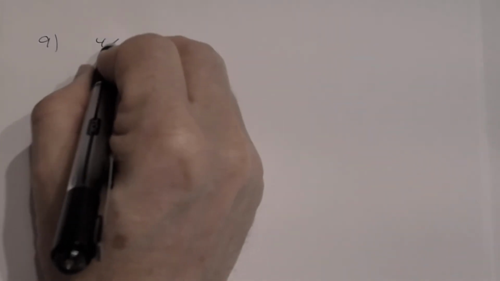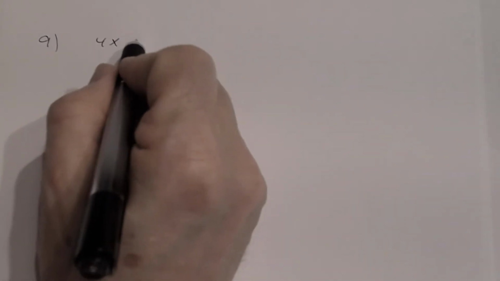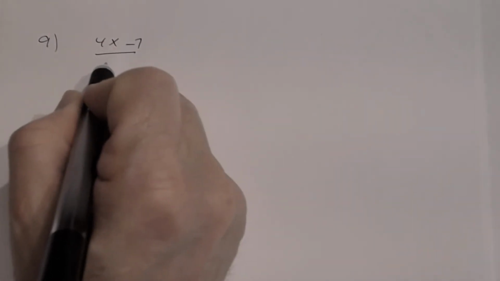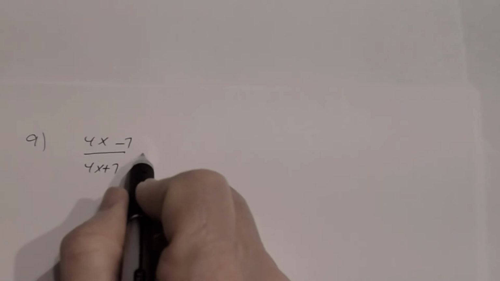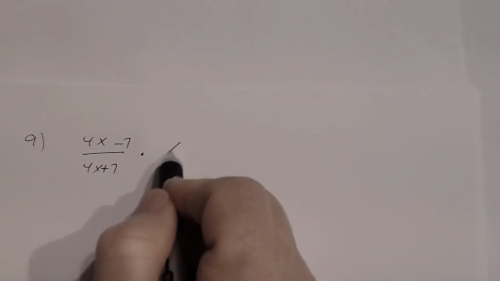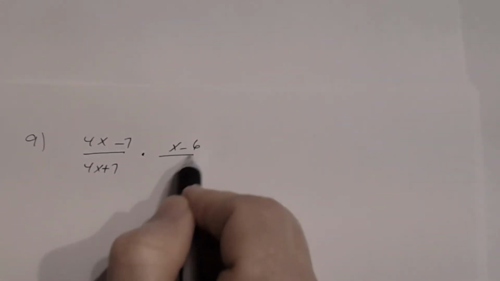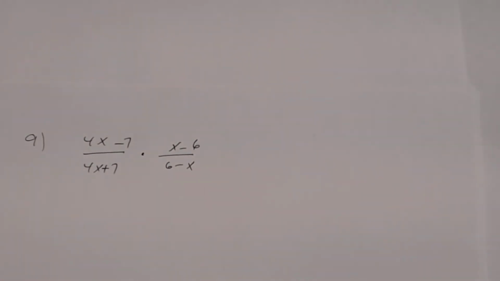Number 9, we have (4x minus 7) divided by (4x plus 7), times (x minus 6) divided by (6 minus x). Okay, now remember in the previous topic we talked about opposites? All right, so that's going to be needed in this one.